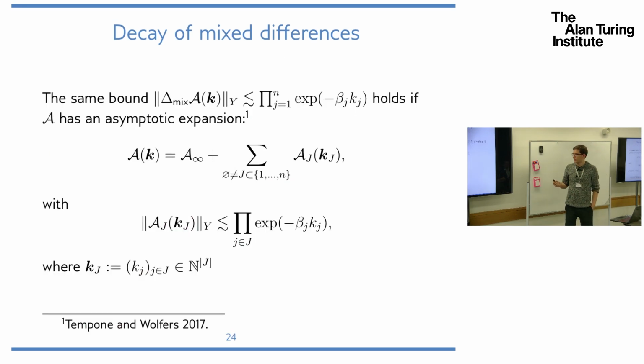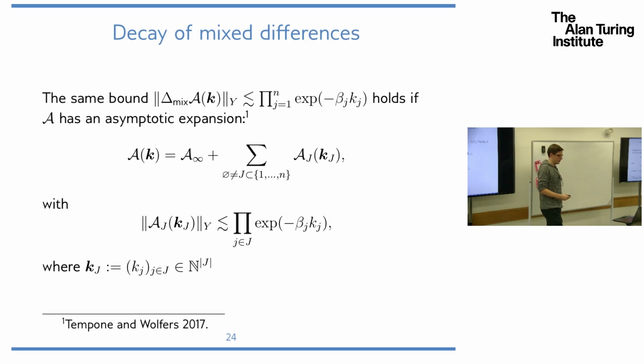There's also another general way to establish this decay of these mixed differences, which you can use, for example, in the case of PDEs when you want to apply this to PDE solvers, and which states that if you can write the output of your algorithm as the limit plus some perturbations, each of which only depends on a subset of your discretization parameters, and if you can show that all of these perturbations decay at the desired product form of exponentials, then the same thing also holds for your original mixed differences.